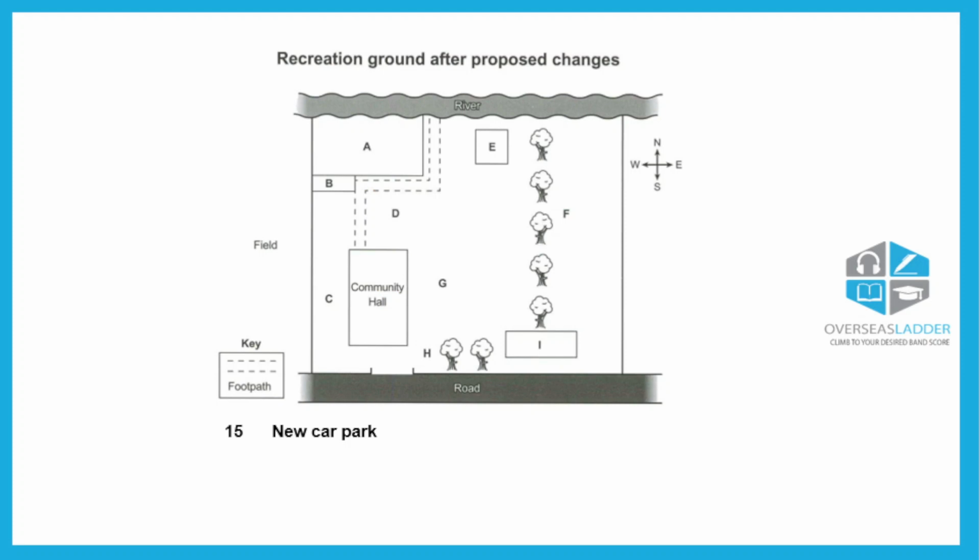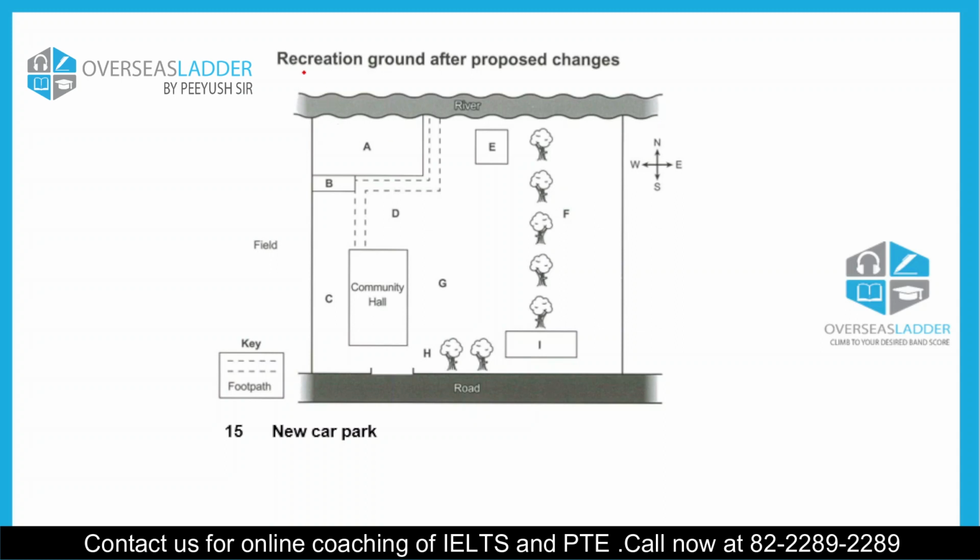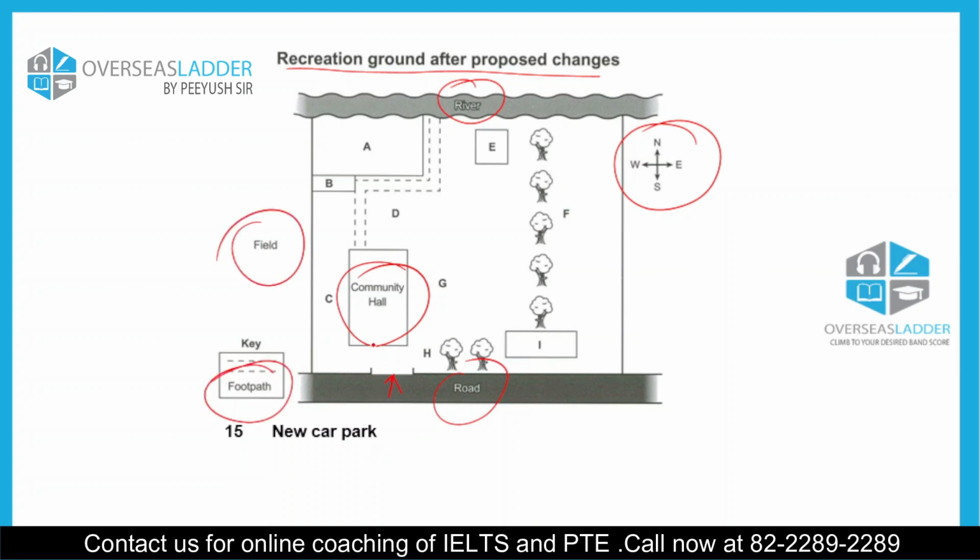Alright, so here is the map that we're going to discuss today, and we're going to look at certain things before we start. This is about the recreational ground after proposed changes. We have directions, right? And the keywords are river, road, community hall, and this seems to be the entrance. This is the field, this is the footpath. All right, so we have the keywords now, and we can start with the listening.